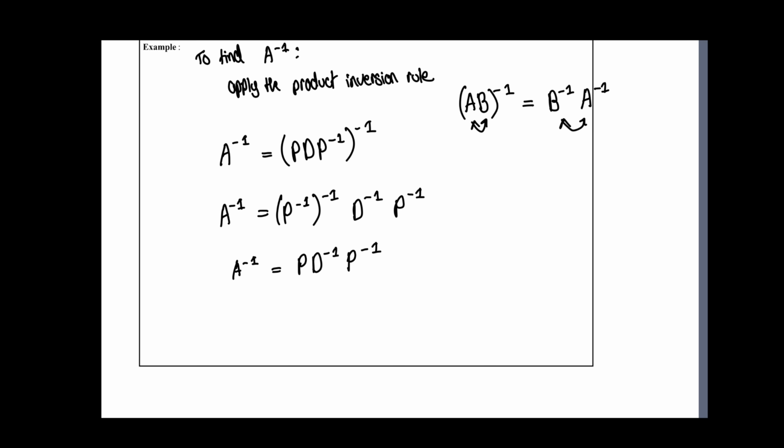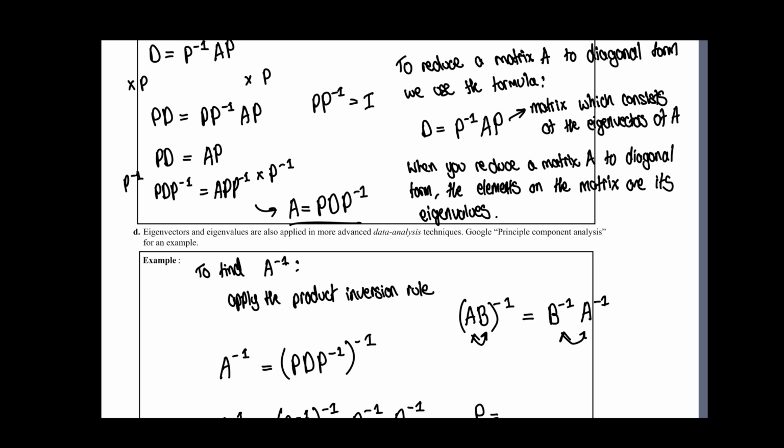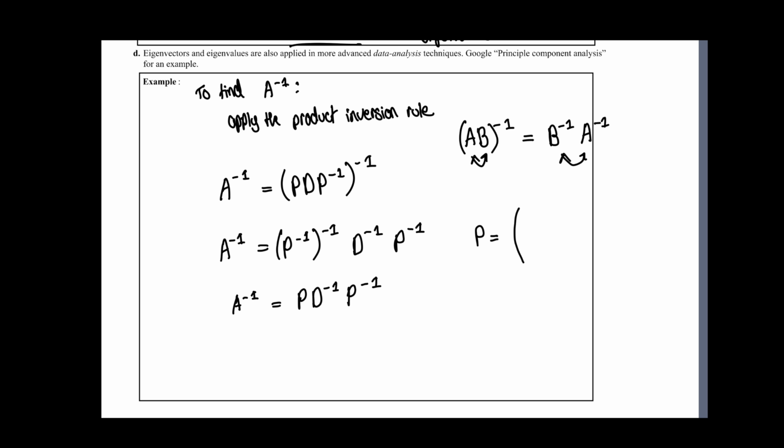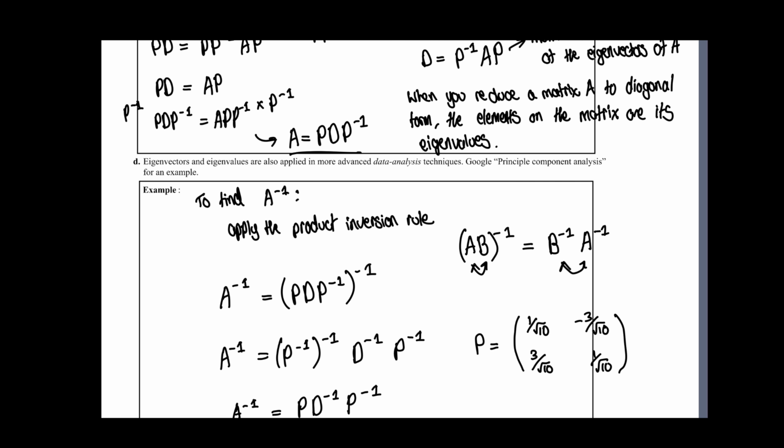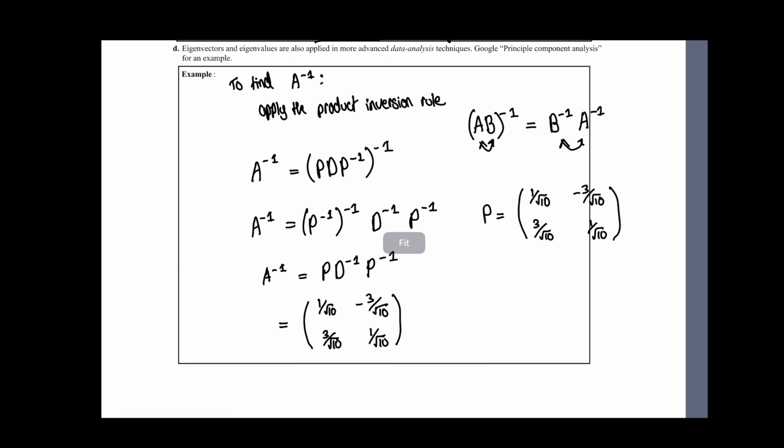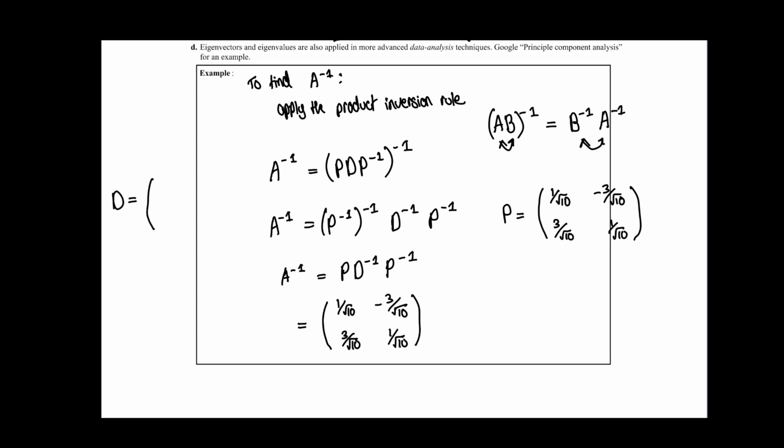So now if we define the matrix P, like I said before, P is just a matrix which consists of the eigenvectors of A. So P is going to be 1 over root 10, 3 over root 10, and then minus 3 over root 10, 1 over root 10, because these are our eigenvectors. From before, I said that when you reduce a matrix A to its diagonal form, the elements on the matrix are its eigenvalues. So the matrix D, if I write that over here, is just a half, 0, 0, 13 over 6.